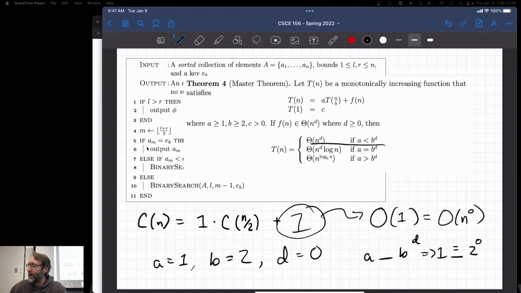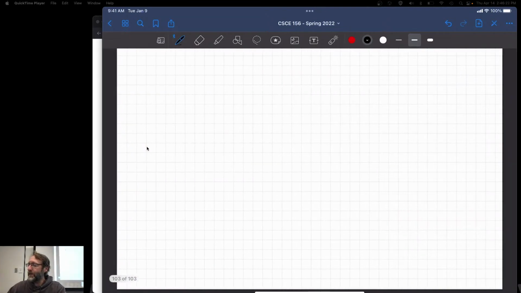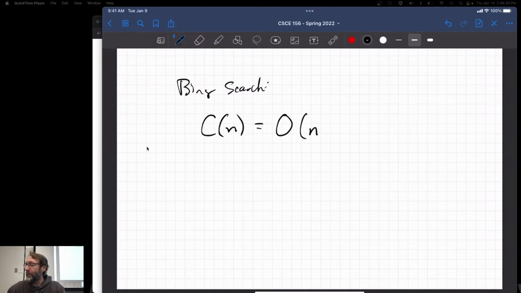And by case 2 of the master theorem, I have that binary search is going to be order n to the d log n. Well, what was d again? 0. It disappears. So binary search, its complexity, C sub n, is going to be order, remember that n to the 0 goes away, and we're left with log n.